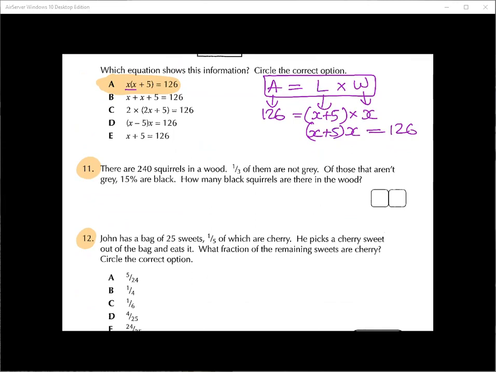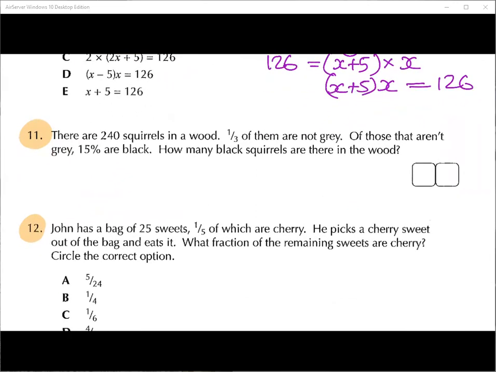There are 240 squirrels in a wood. A third of them are not grey. Of those that aren't grey, 15% are black. How many black squirrels are there in the wood?